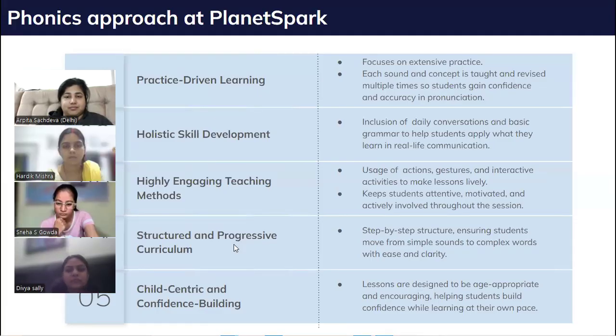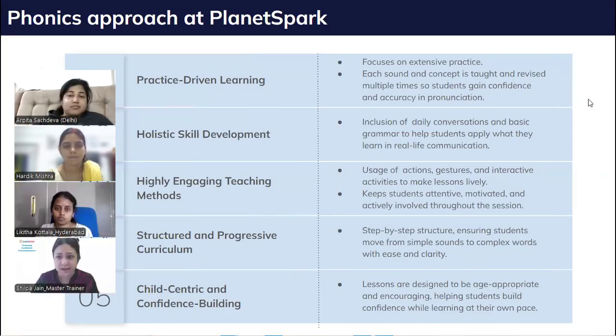Structured and progressive curriculum. We have already discussed it. We go step by step, building the foundation, then taking the complex topics, moving from simple sounds to complex words. That is how we have structured it. And it is a child-centric and confidence-building program. We understand the level and the needs of our child, and accordingly, our curriculum is designed. So I hope everything is clear here. Very simple, very easy to understand.